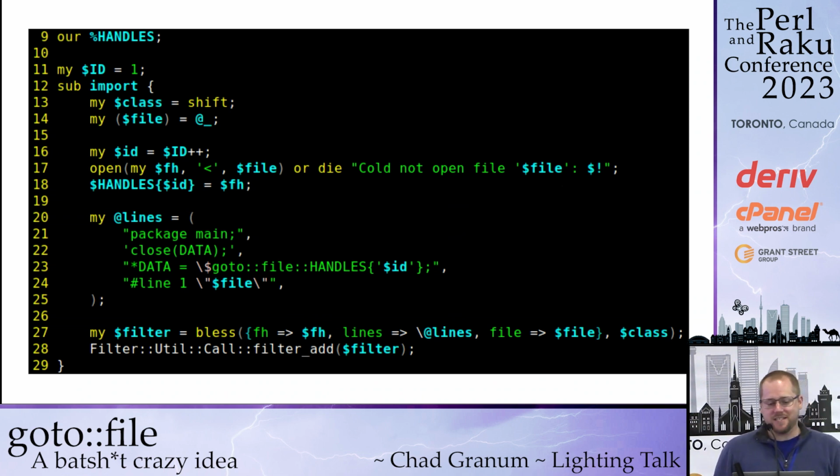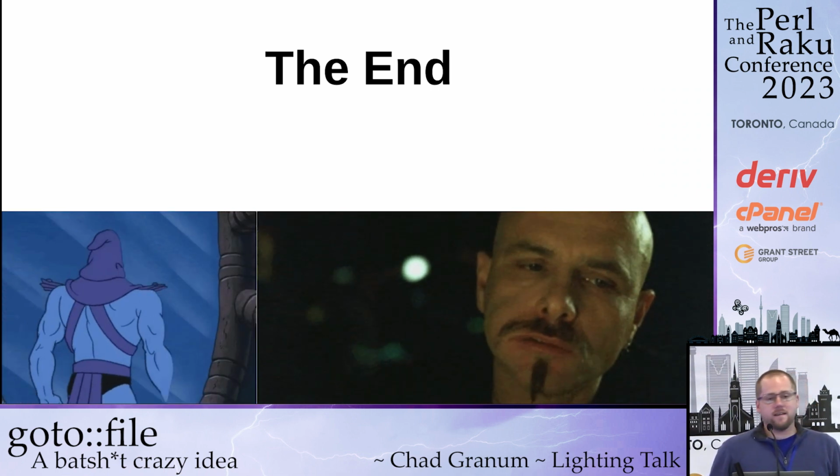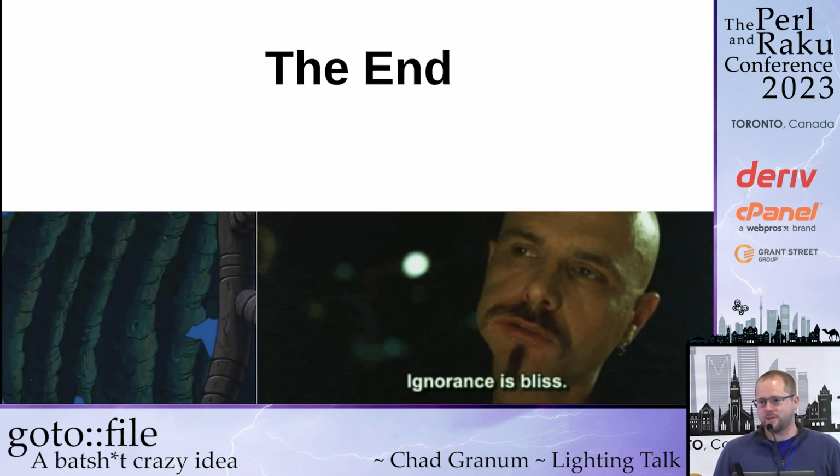So, implementation details. Here's the first part. We've got our import method that injects a few additional lines to correct the data and the line number and the file name, and then it initiates the filter. The filter then comes in and gets that information. It'll first spit out the lines we've injected, and then it will spit out the lines read from the file. And with that, you can now have tail end recursion on your files.